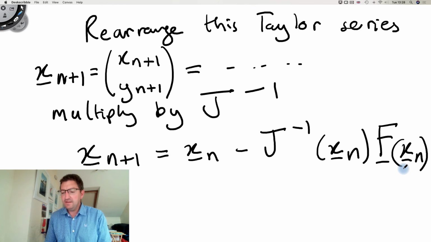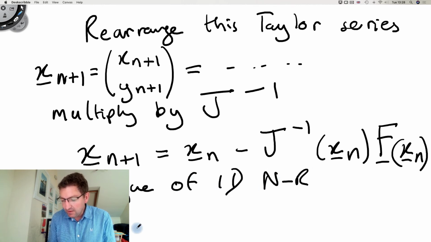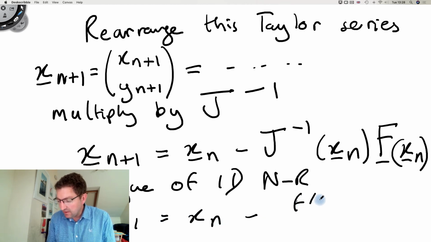So what we have here is a direct analogue of your 1D Newton-Raphson. In fact, this will reduce down to, if you made this the 1D version, a 1D vector, 1D matrix, which is just a derivative, then you get the same value. So this is the analogue of 1D Newton-Raphson, where we had xn plus 1 equals x of n minus f of x of n divided by f prime x of n.